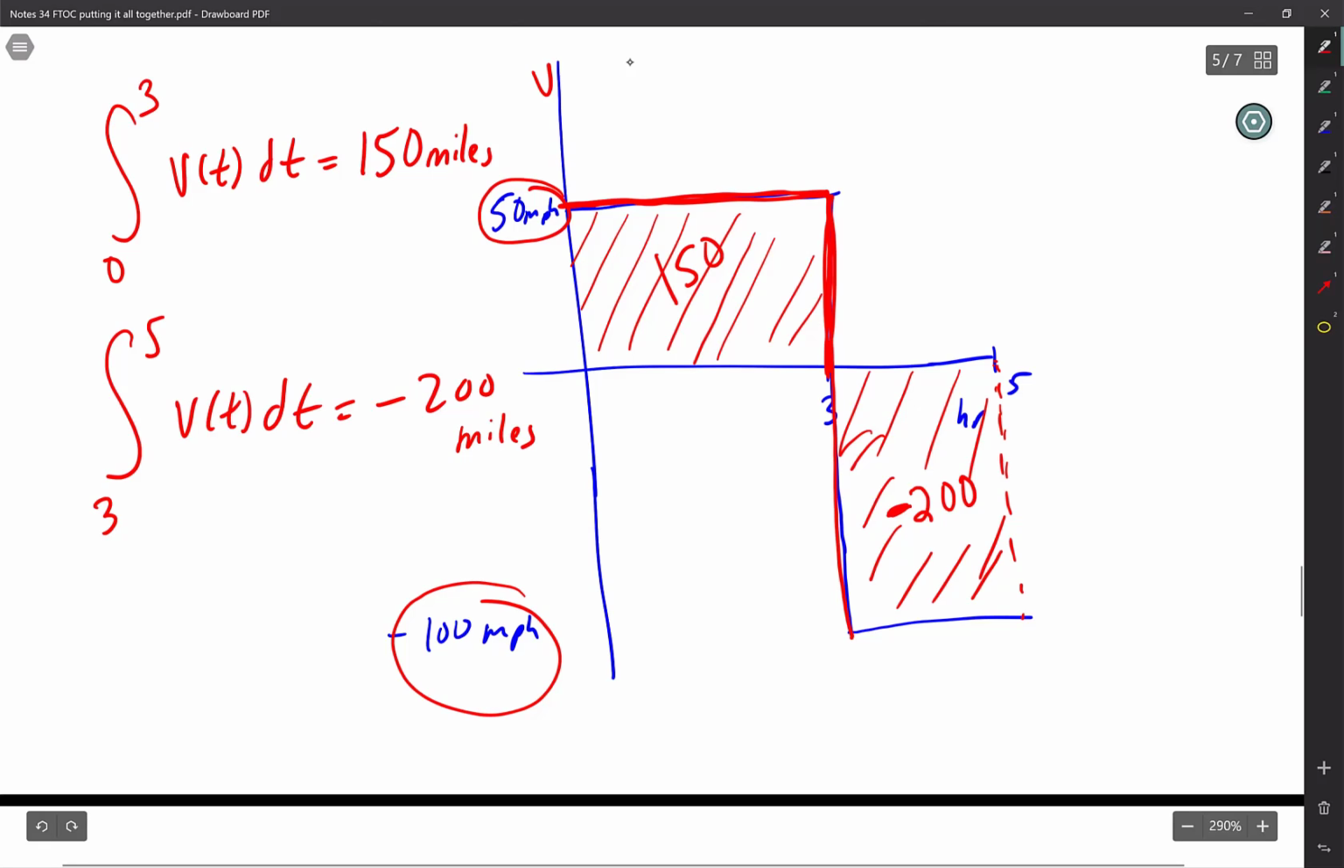So here's the question. If I were to tell you that my initial position at 0 was, let's make this up, 10, I want to know where I am at 3. I just want to know my position. I started out at mile marker 10, so 10 miles. And at 3, I've traveled 150 miles. That's not my position. I've traveled 150 miles. So what's my position at t equals 3?